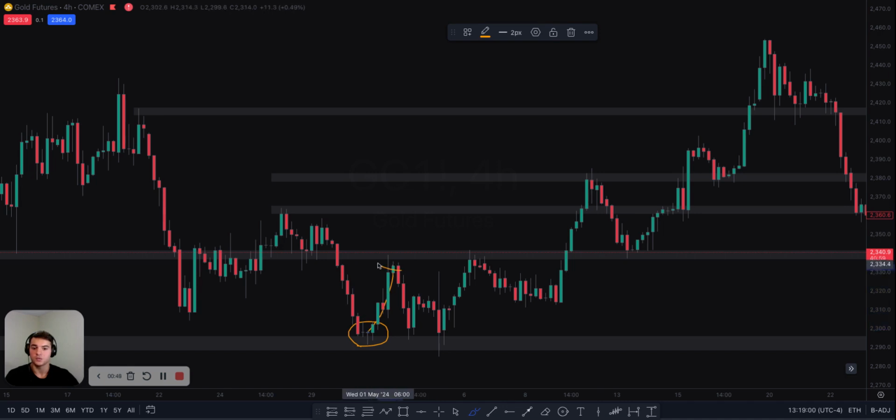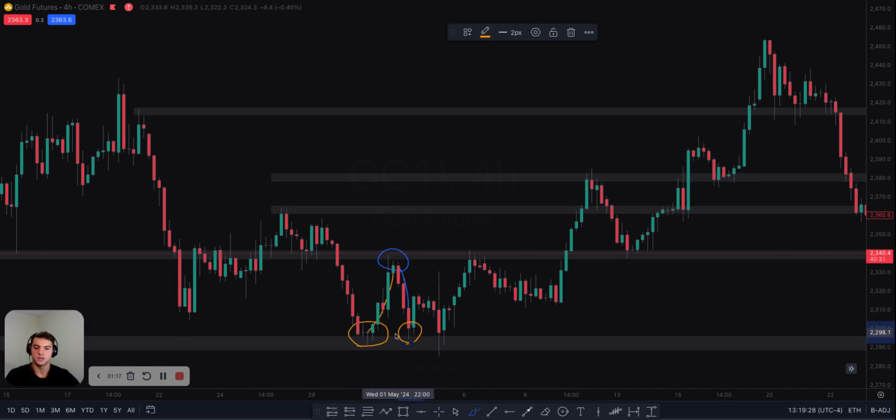We then reached here a level of resistance, and from this level of resistance, price respected the resistance again and pushed back to the previous level of support, which is over here. So price has now hit support, resistance, and then support again.